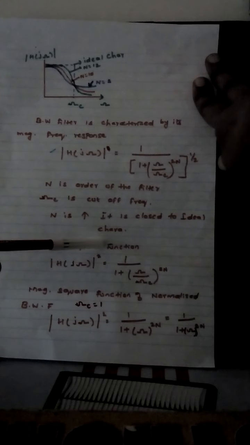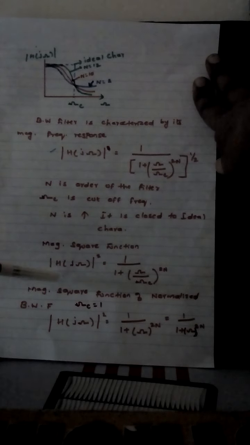So always you have to take a higher value of n, then it will come closer to your ideal characteristics. Your n is the order of the filter and omega c is the cutoff frequency. Here, if you are taking the magnitude square function, we are just squaring this function, so the 2 and 1 by 2 will get cancelled, and we'll get this expression here.